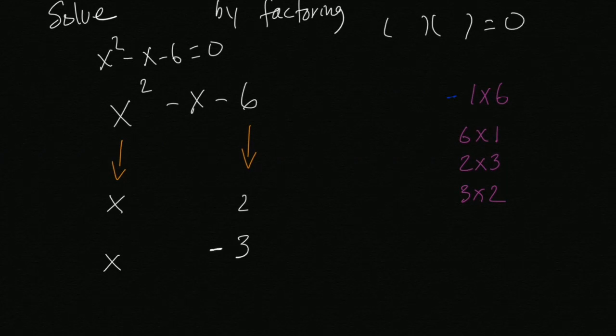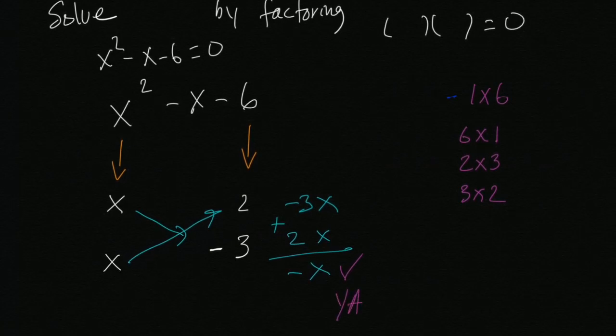And then my crossing will work. X times negative 3 is negative 3x. X times 2 is 2x. I add them together, and that gives me negative x, which is the middle term, yay.